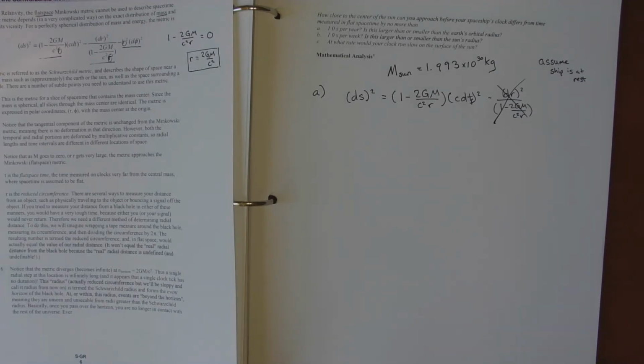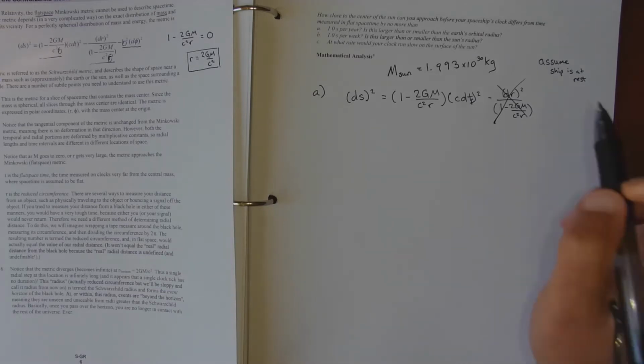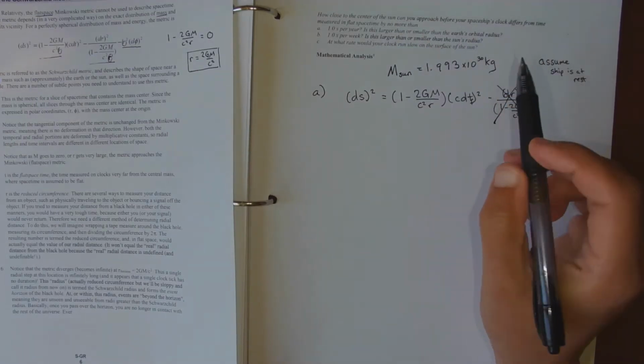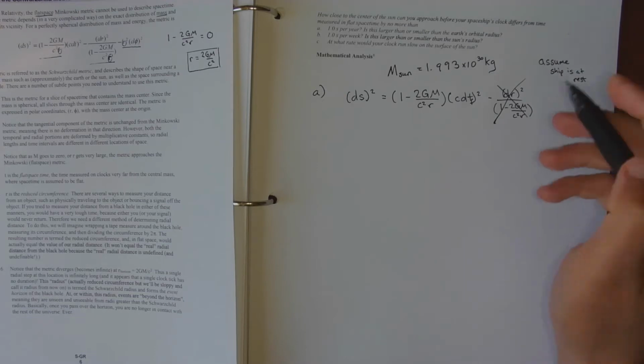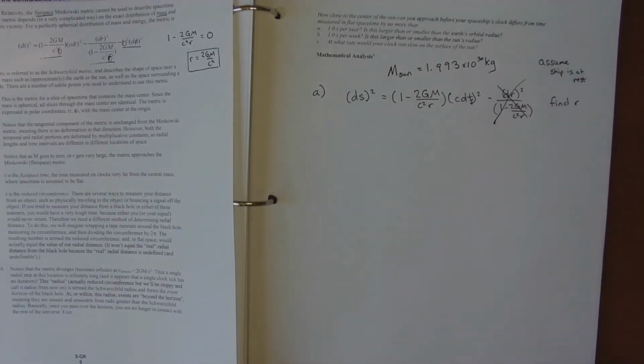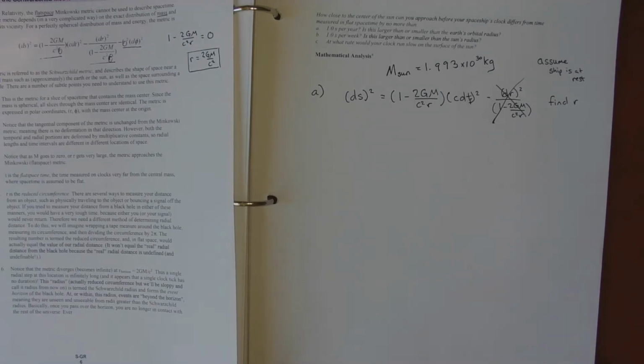So we know G, capital G, is a constant. We know the mass of the sun. We know c squared. We are looking for how close you can approach, so we're trying to find r. But we don't really know dt_f. But we do know how time in flat space should compare to time on the spaceship.